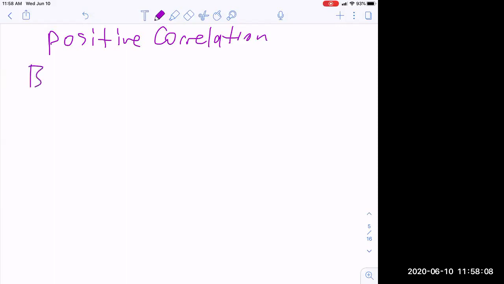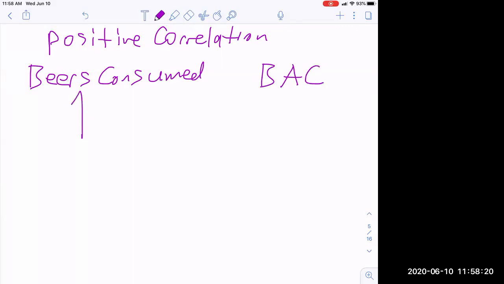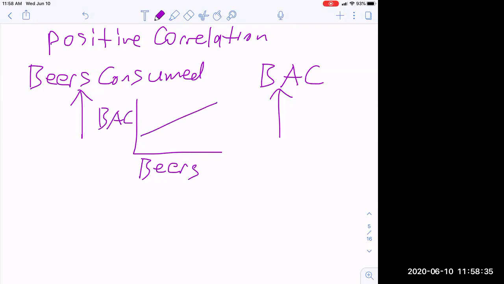So let's talk about correlation. Let's talk about positive correlation. Let's see, beers consumed and your blood alcohol content. Positive correlation just means as beers consumed goes up, your blood alcohol level goes up. So if I was to graph this with beers and BAC, if it's linear correlation, it's going to look like that. The more beers you have, the higher your blood alcohol content.